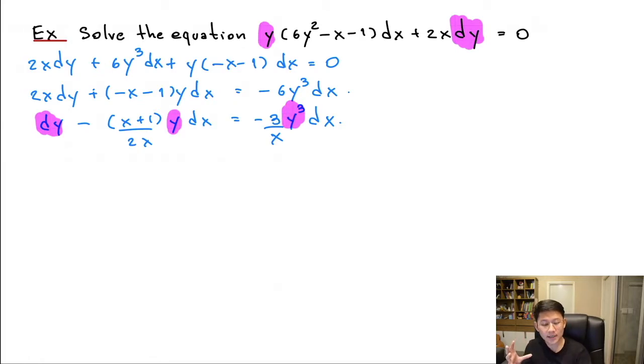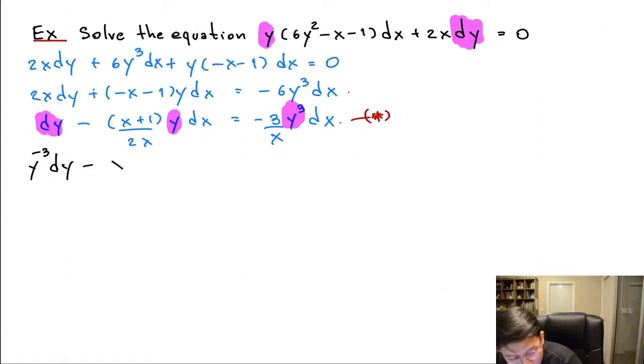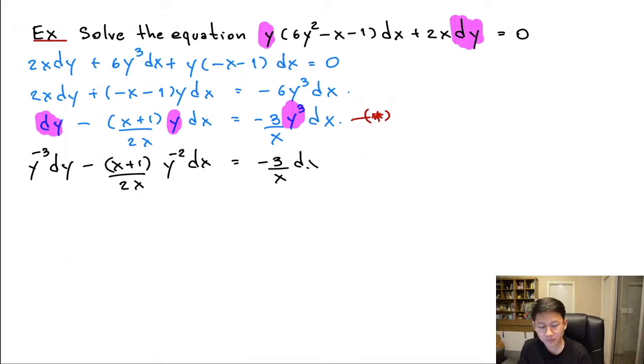So after that, I need to divide the whole equation star here by y cubed, right? By y cubed. So what I have is y to the power of minus 3 dy. To divide the whole thing by y cubed is the same as to multiply the whole thing by y to the power of minus 3. Okay, minus (x plus 1) divided by 2x y to the power of minus 2 dx equals minus 3 divided by x dx. Okay, and then guys, we need this one to be z, right?